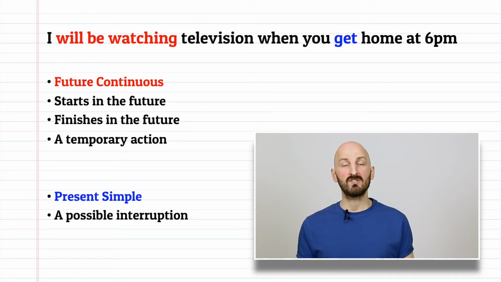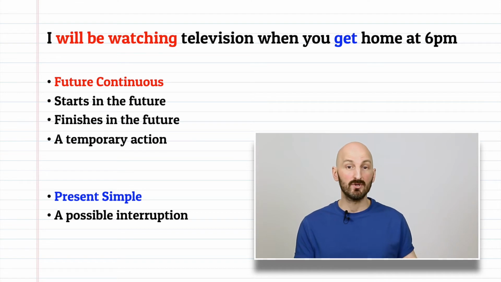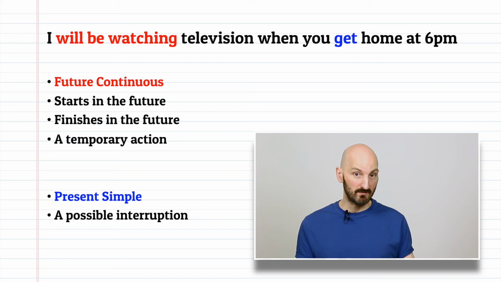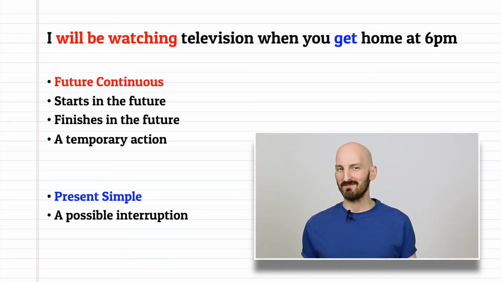We often use the future continuous to describe an action over a period of time when a second action happens in exactly the same way as we did with the past. For example, I will be watching television when you get home at 6 p.m. This sentence shows us that at 6 p.m. tonight, you will be in the middle of watching television when the other person arrives. You will start to watch television before 6 p.m. and then the other person arrives during the continuous action.